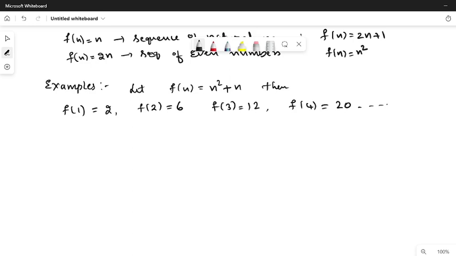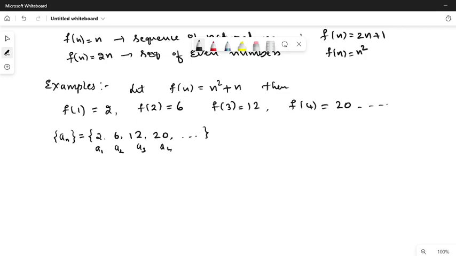So it is a sequence. So I can write like this: 2, 6, 12, 20, and so on. So it is a sequence. It is an example of a sequence. Since the domain is restricted to set of natural numbers, I can denote this A1, this A2, A3, A4, and so on. I can represent this set by writing AN. This is a simple example.